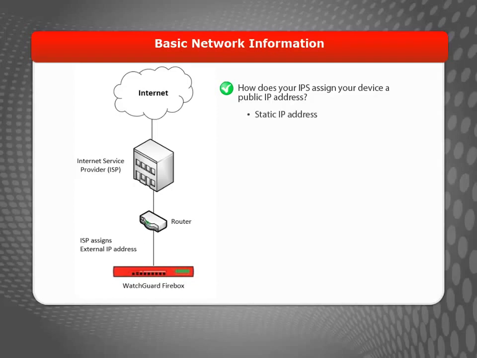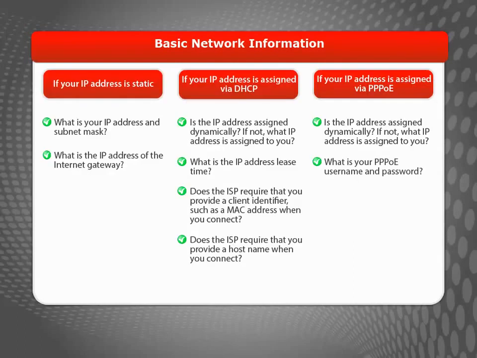Your ISP could assign a static IP address, which is a permanent IP address that doesn't change. Or your ISP might use DHCP or PPPoE to dynamically assign IP addresses. Here's a list of some more questions you'll want to ask your ISP. You'll need to know the answers in order to complete the Web Setup Wizard.